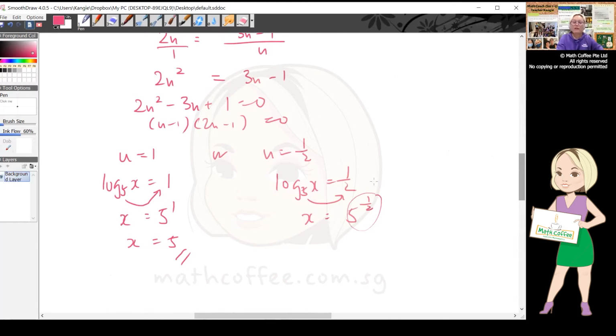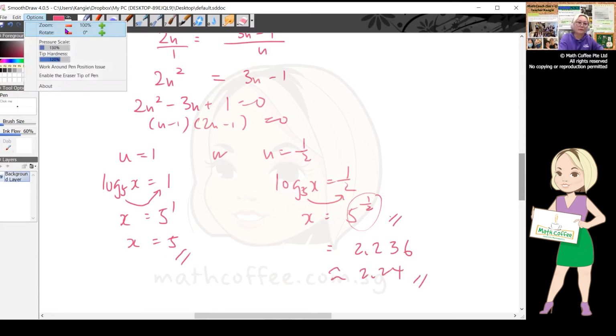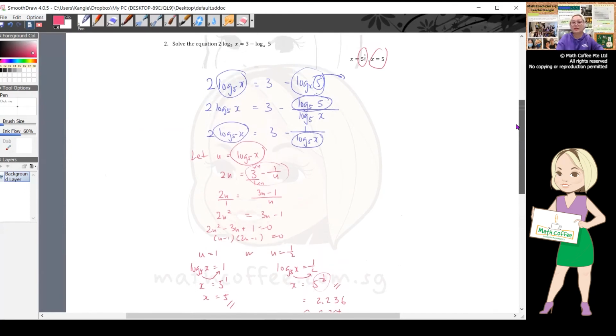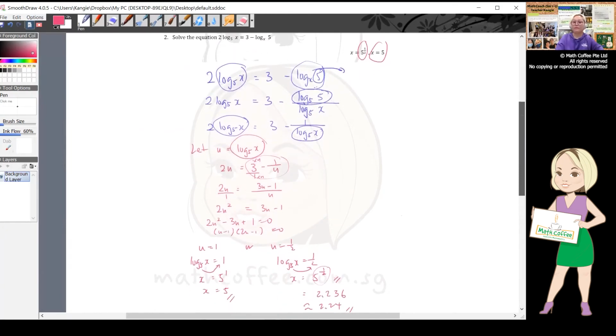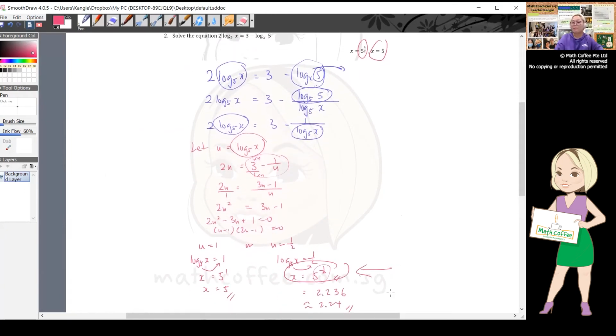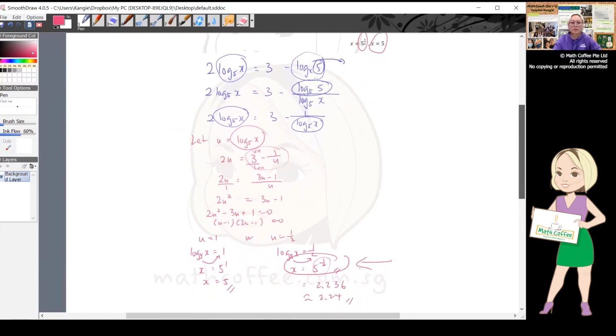Okay, 5 to the power of half is the same thing as square root 5. You put your answer in this form, it's acceptable because it's A Math, exact form is also fine. If you want to put it as 2.236, rounded to 3SF, 2.24 also can. Unless they particularly mention that they want the answer in exact form, then you have to keep your answer in this form instead of rounding off to 3SF. Okay, so that's for question 2.